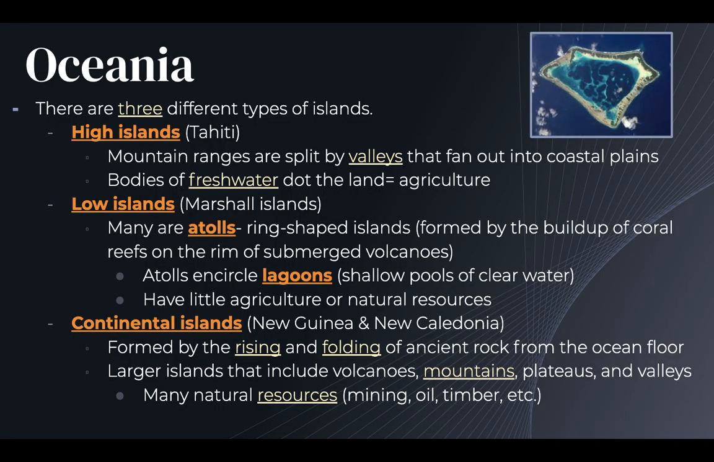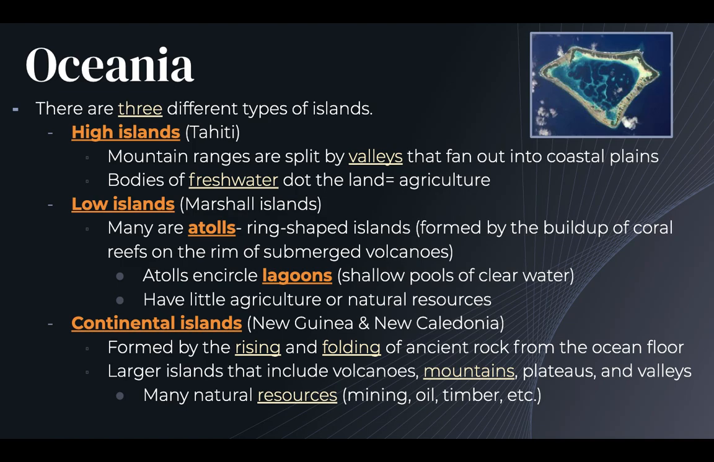Now, there are three different types of islands. You have high islands, low islands, and continental islands. High islands would be islands like Tahiti, for example. These are larger islands that are usually made from volcanoes, but they have mountain ranges that are split usually by valleys that fan out into more coastal plains, and oftentimes you'll see bodies of fresh water that dot the land, so they can have agriculture on that land. These are more populated types of islands than, let's say, the low islands.